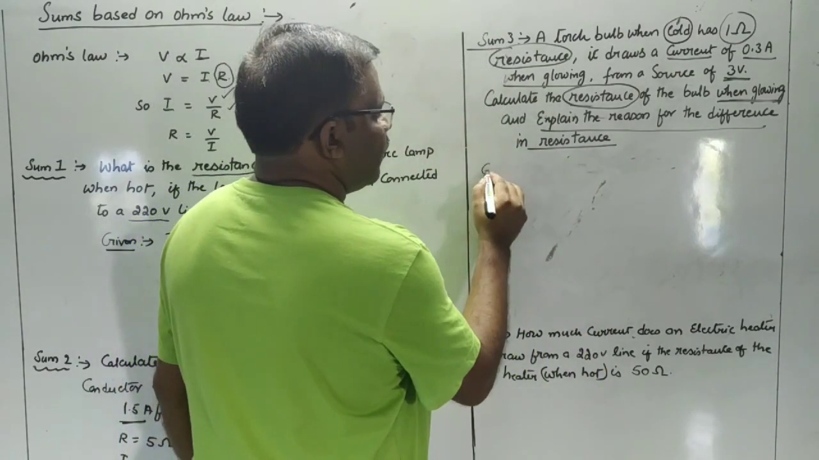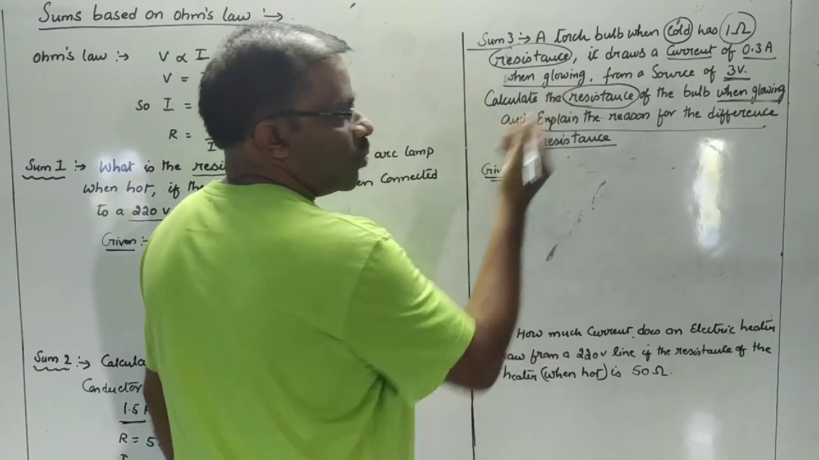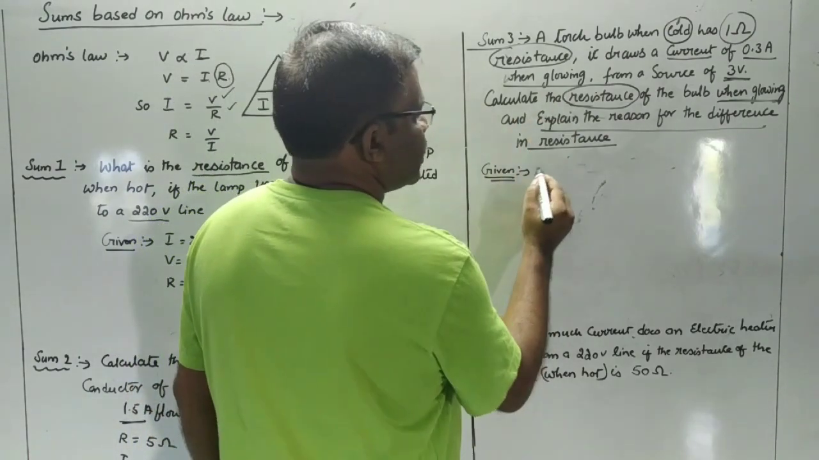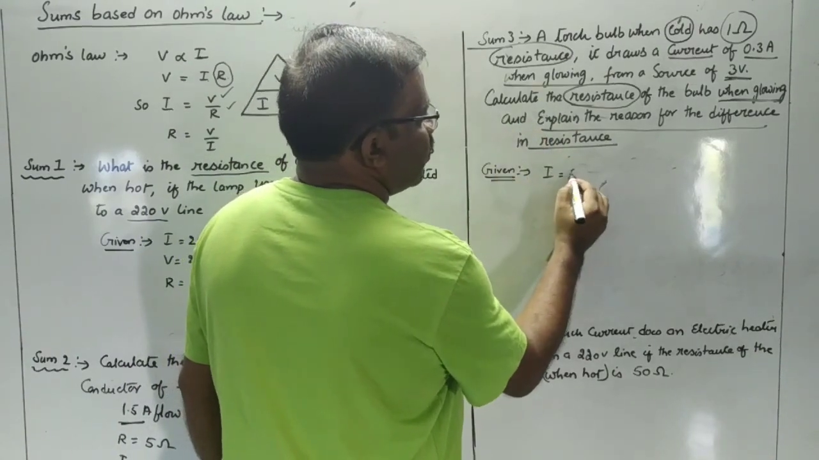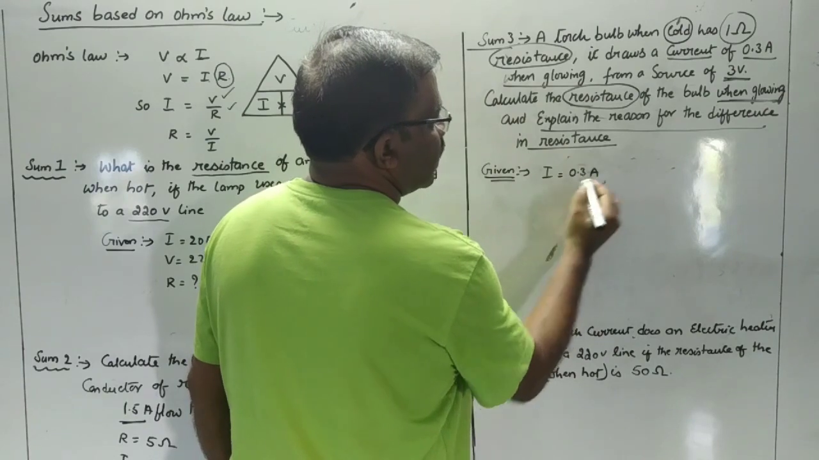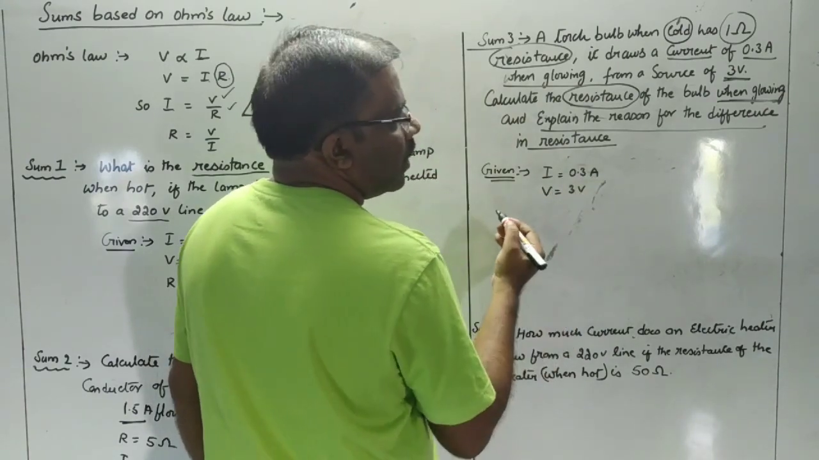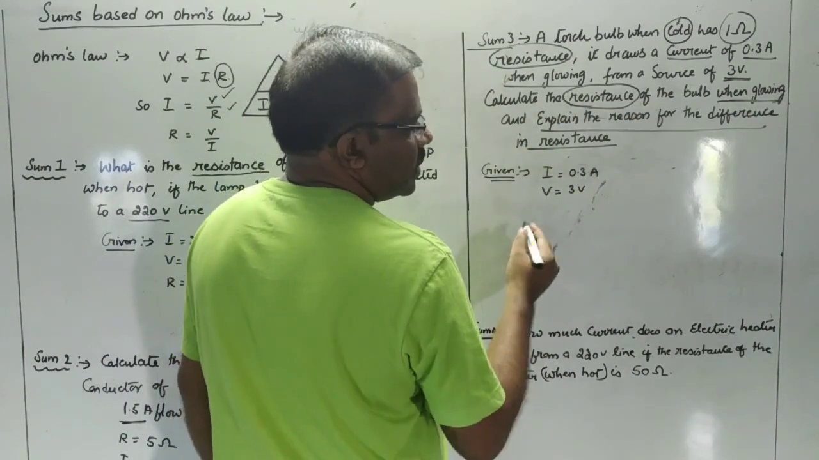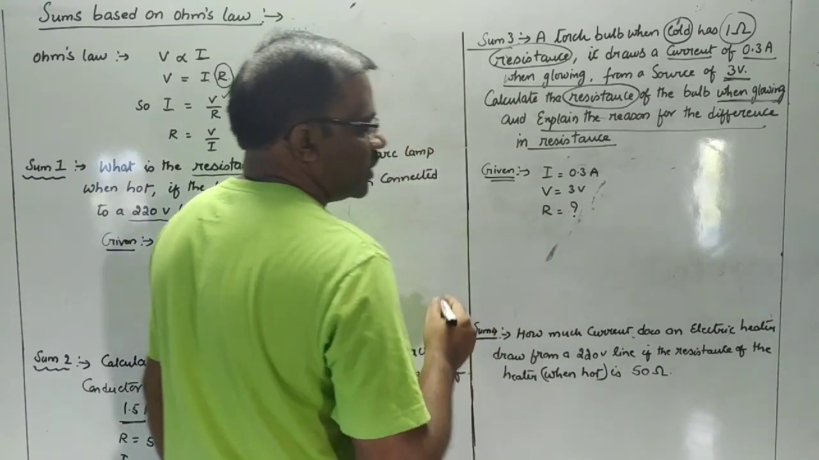Let us write the given information. What is given for us? That there is a torch bulb. It has a resistance of 1 ohm when cold, but it is drawing a current of how much? 0.3 amperes from a voltage source of how much? 3 volts. So you are asked to calculate the resistance of the bulb when it is glowing. So you need to calculate the resistance here.